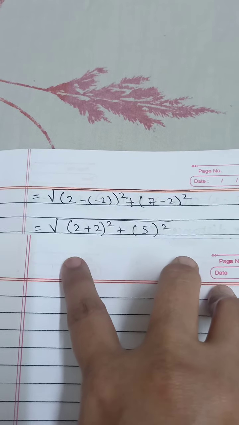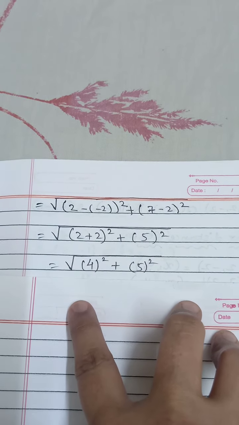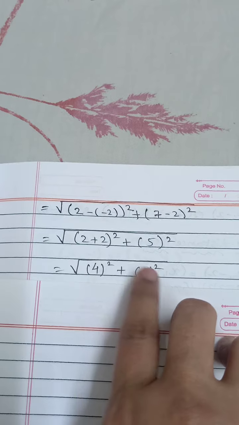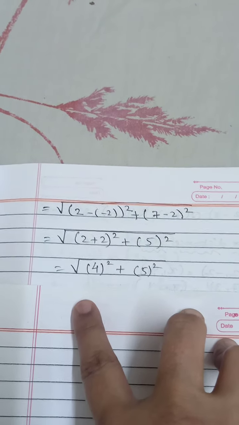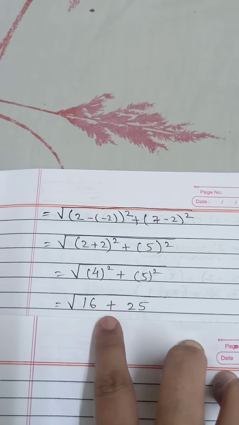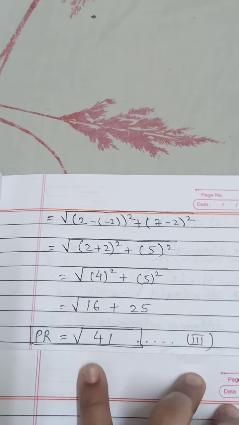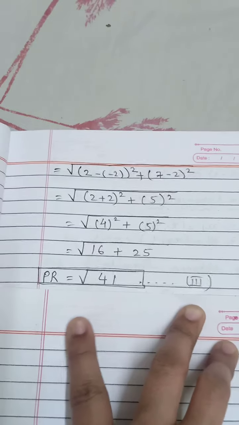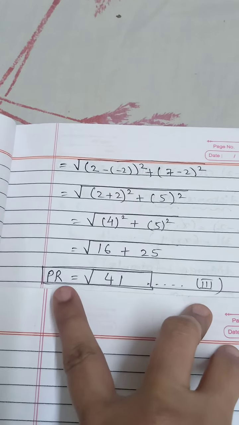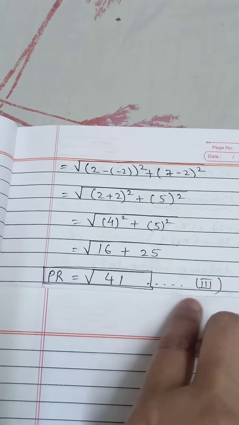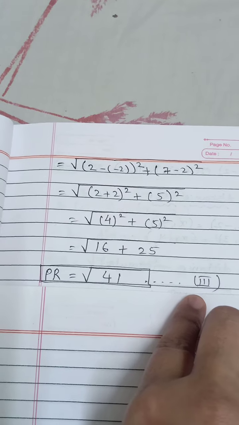2 plus 2 will be 4. So 4 square plus 5 square. 4 square is 16 and 5 square is 25. So 16 plus 25. The addition of 16 and 25 will be 41. So we can't factorize this 41, therefore I have taken it like that only. So PR is root of 41 and I have given it equation number 3.